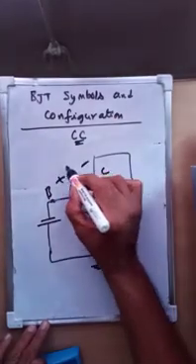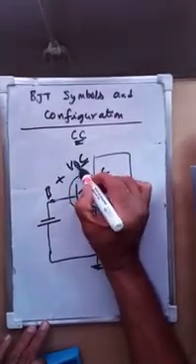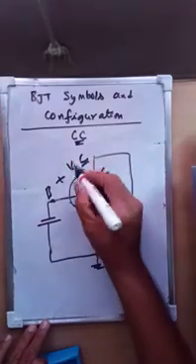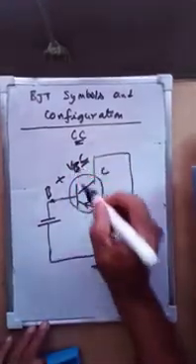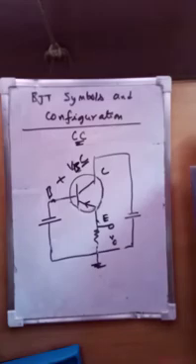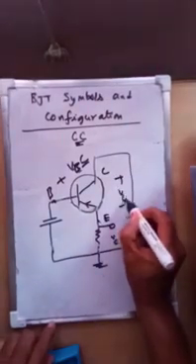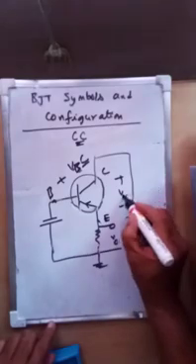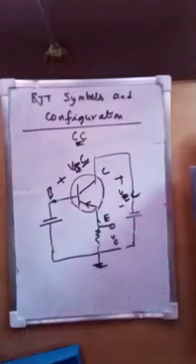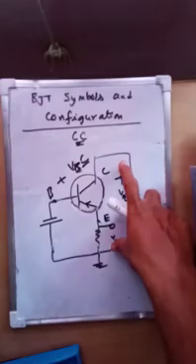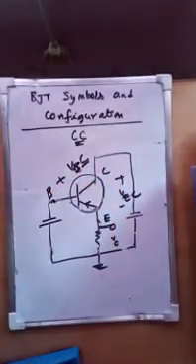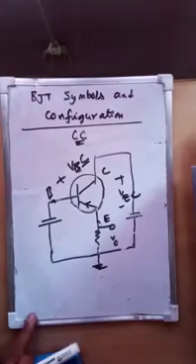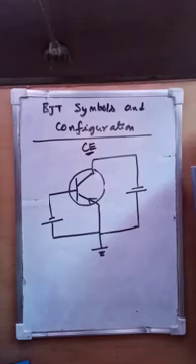So VBC is the input port, whereas VEC or VCE, whatever it may be, is the output port. So VEC is the output port and VB is the input port. So this is what is called a common collector configuration. It's a little bit difficult to understand. Let us come to the common emitter configuration.